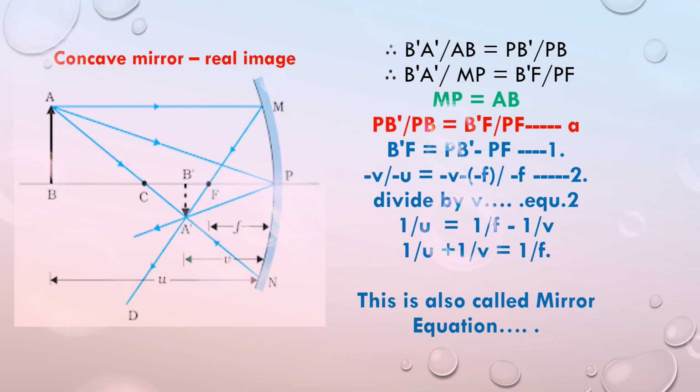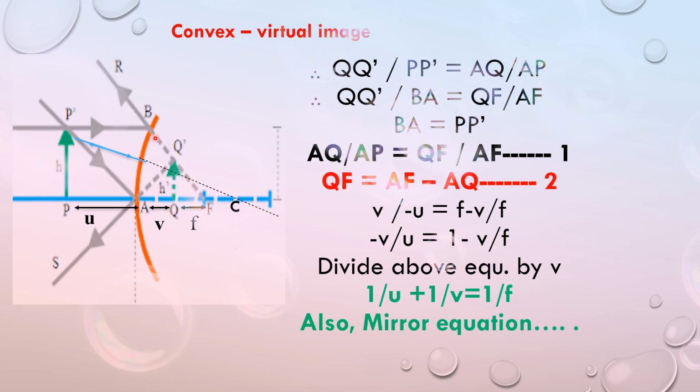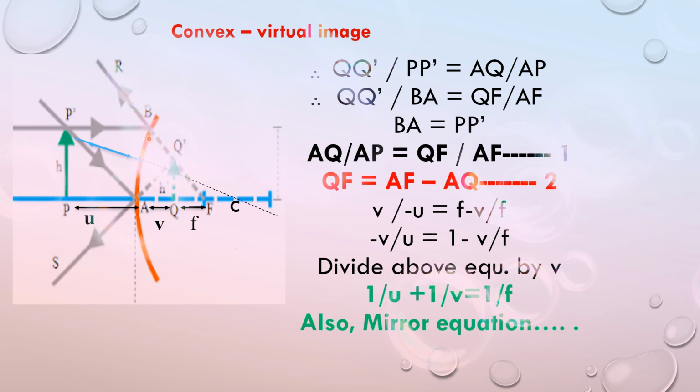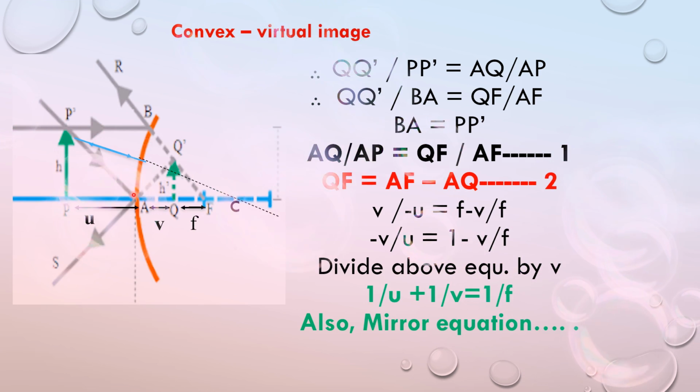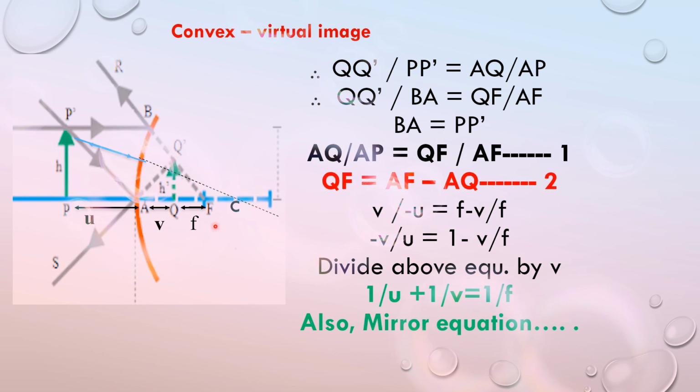And next we are going to see the convex mirror virtual image. Here we can say that the object PP dash is anywhere on the principal axis of a convex mirror, and here the incident and reflected rays are shown very well. Here P dash B is parallel to the principal axis, incident on the convex mirror at B, which is closed at A. So after reflection, the ray appears to diverge from the focus F.